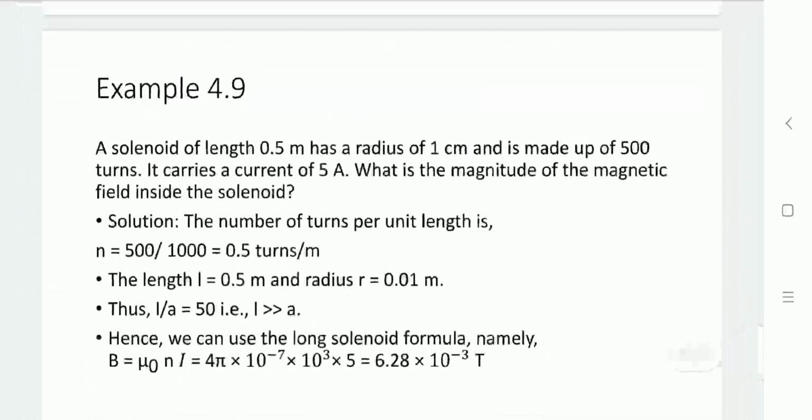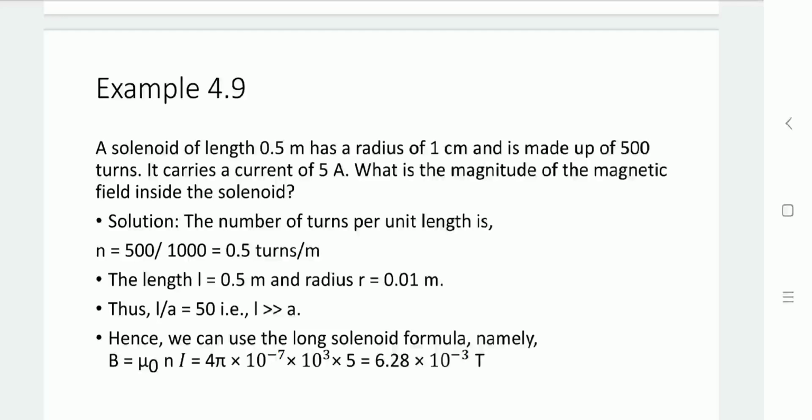A solenoid of length 0.5 meter having a radius 1 centimeter is made up of 500 turns. It carries 5 ampere current. What is the magnitude of magnetic field inside the solenoid? Now the number of turns per unit length is 500, so n equals 500 divided by 0.5, that is 1000 turns per meter. Here it is given in terms of centimeter, so we are going to convert into meter.